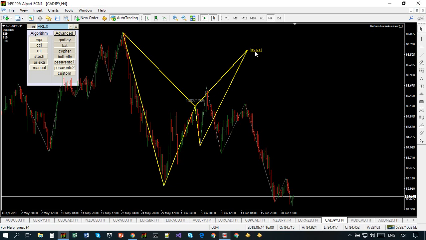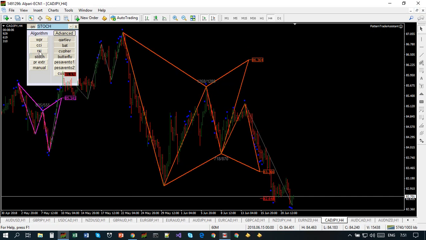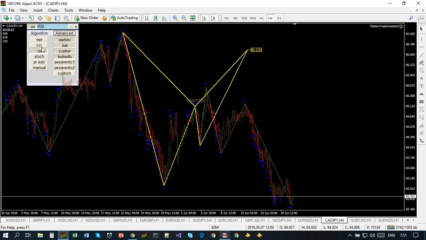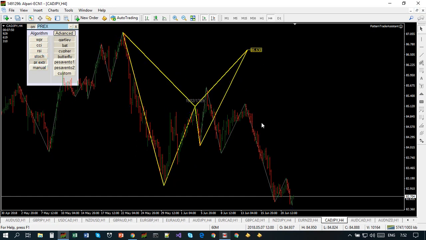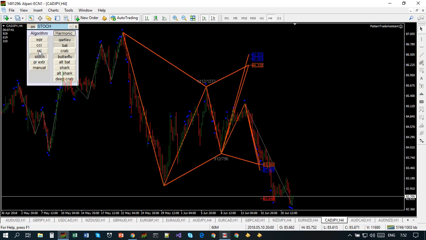Bad formation didn't complete. Stochastic says different. RSI supports. Okay, not obvious. This Gartley is not obvious. You see, two algorithms say that we have a Gartley, but other algorithms say that we have nothing. Same with harmonic trading approach. Harmonic trading also sees this Gartley.